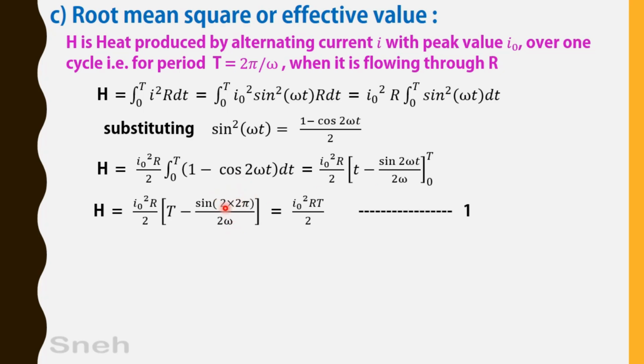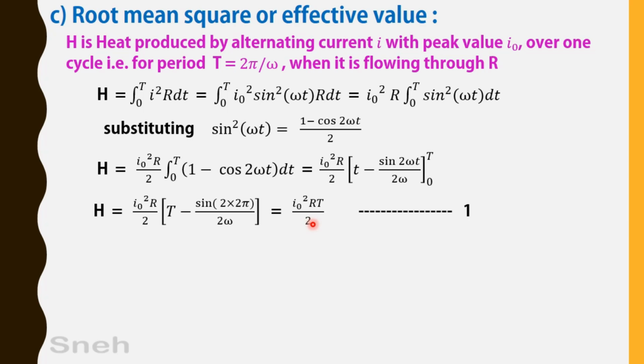So how much is it? Sine 4 pi. What is sine 4 pi? Sine 4 pi is 0. As it is 0, this entire term becomes 0, and what is left? I0 square R by 2 into T. So it is I0 square R T by 2.